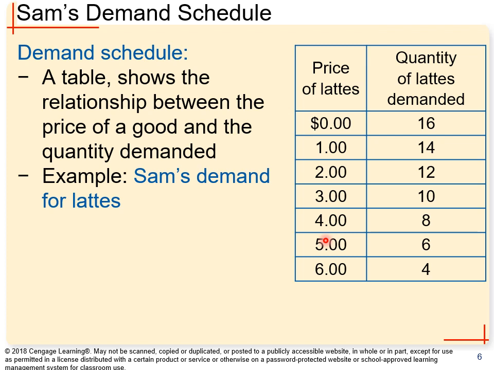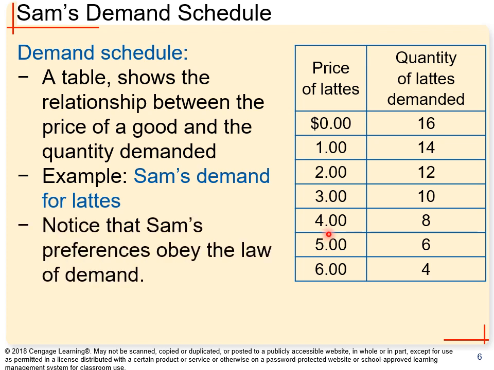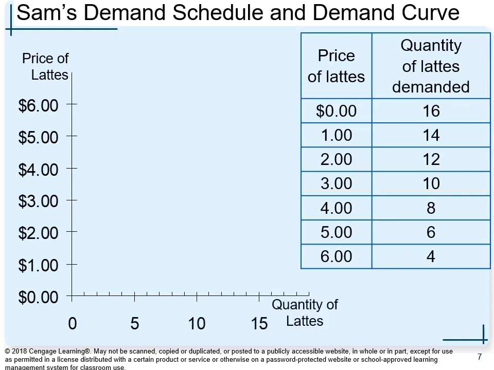And you can see that the way this demand schedule is written down, it obeys the law of demand, which says that as prices go up, quantities demanded go down and vice versa. With the data from the demand schedule, we can plot what we call a demand curve. So the demand curve is simply the graph of the demand schedule.